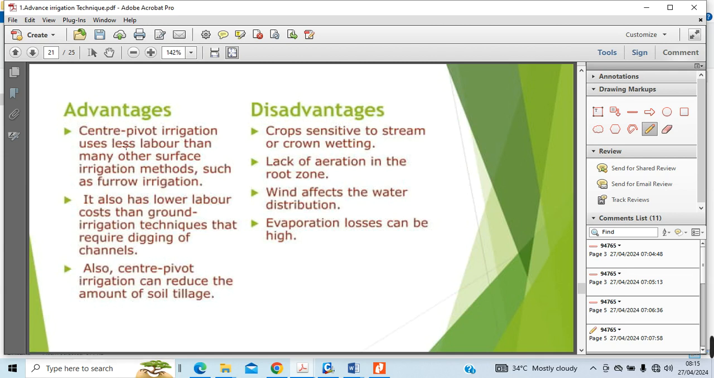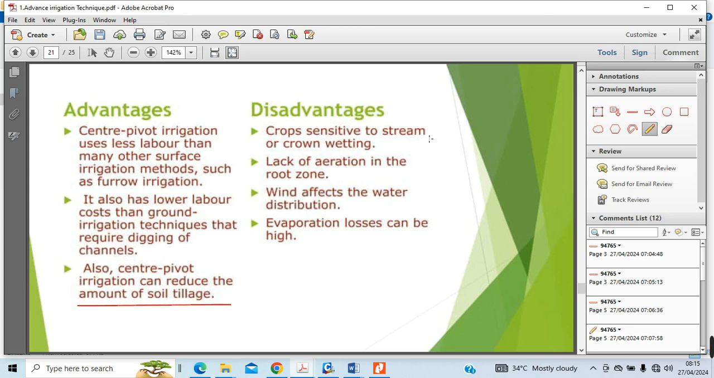Center pivot irrigation uses less labor than many other surface irrigation methods such as furrow irrigation. It also has lower maintenance than ground irrigation techniques that require cleaning clogged channels. Also, center pivot irrigation can reduce the amount of soil tillage.